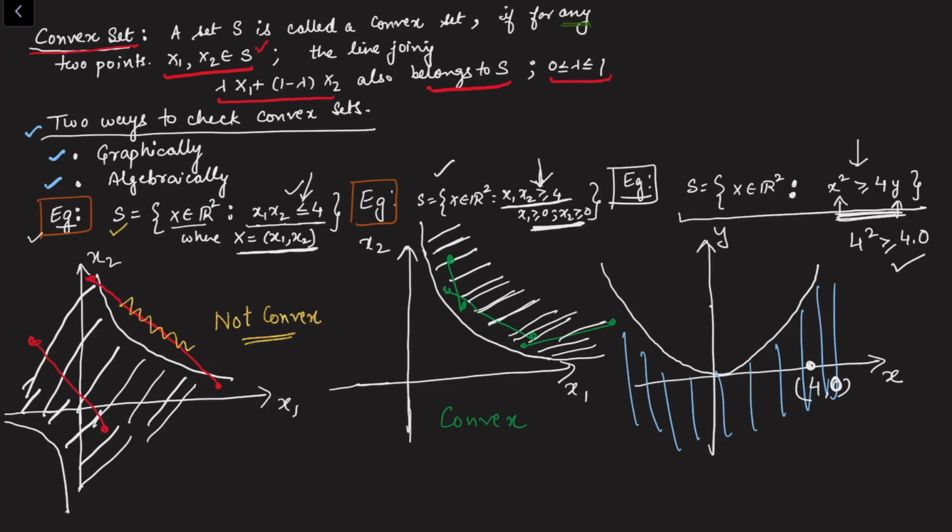This is true. If I consider a point here, this would be 0, 4. So if I now substitute this point 0, 4, this would be 0 square is greater than or equal to 16. This is not correct. So from there you can identify the region. And now, you can see from the shape, if you take a point here and here, the line joining them will not be in the region, and hence this set is also not convex.